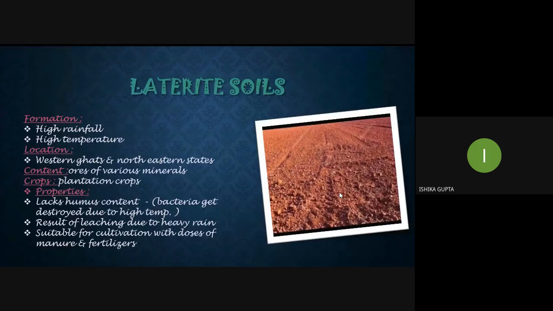Next is laterite soil. For its formation, it requires high rainfall and high temperature. It can be found in Western Ghats and northeastern states, and it contains ores of various minerals. Plantation crops are also grown in it, and the properties are that it lacks humus content because the bacteria present in the soil get destroyed because of the high temperature, and it's the result of leaching due to heavy rain, and it's suitable for cultivation with doses of manure and fertilizers.